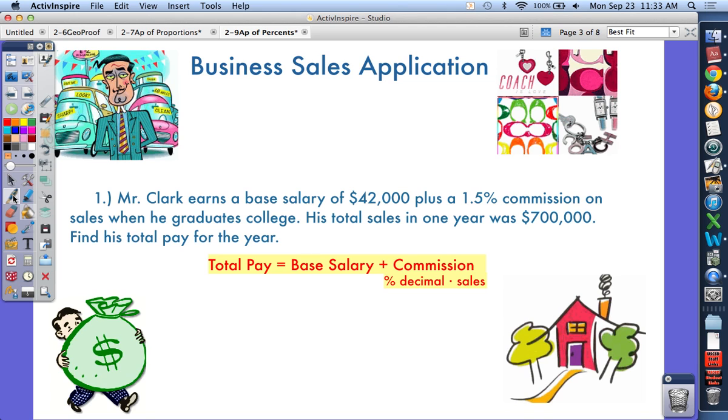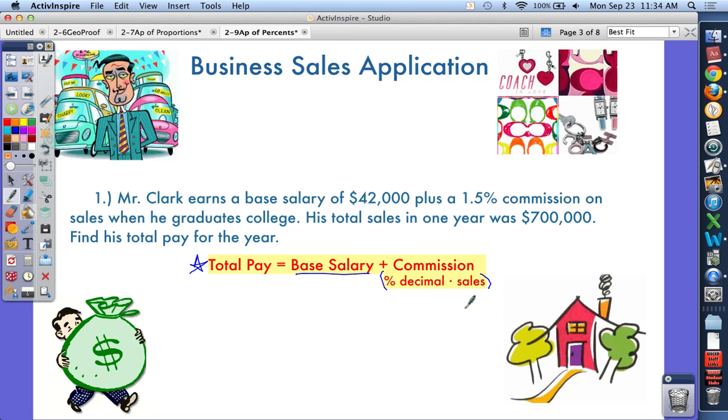So for the first one, Mr. Clark earns a base salary of $42,000 plus 1.5% commission on sales when he graduates college. His total sales in 1 year was $700,000. Find his total pay for the year. Here's what you need to know. For the total pay, it's always going to be made up of whatever his base salary is plus the commission. And the commission is always going to be a percent as a decimal times how much he sold.